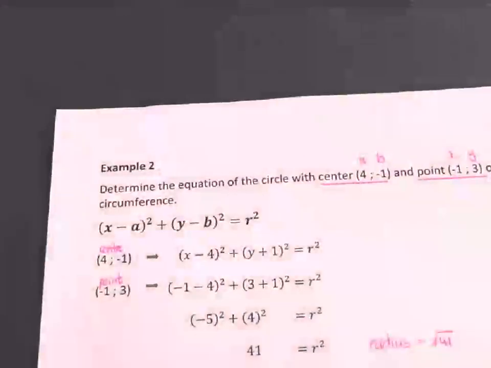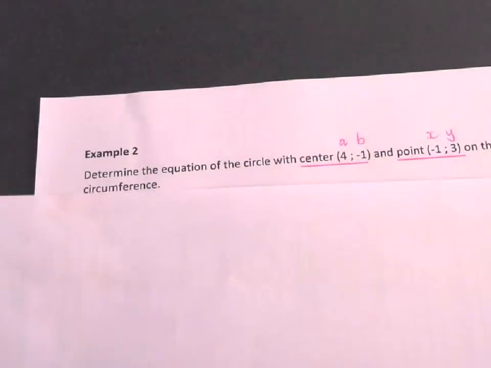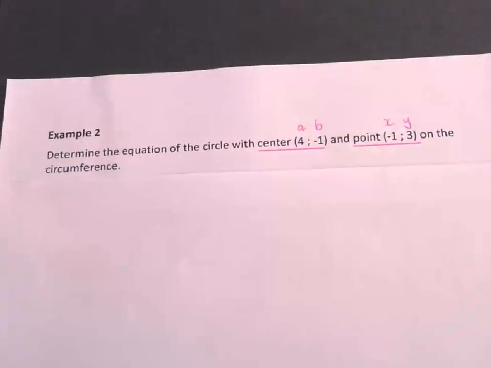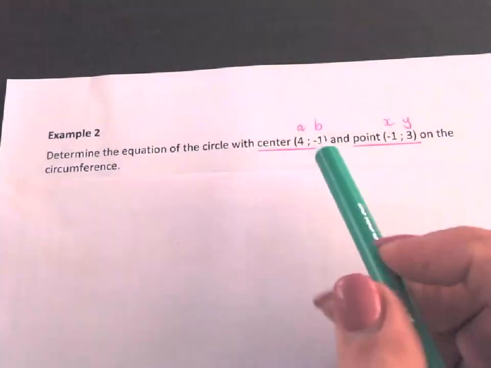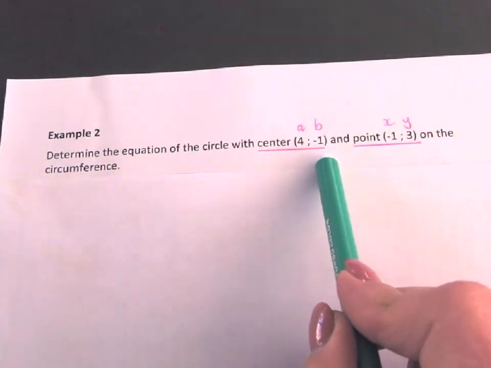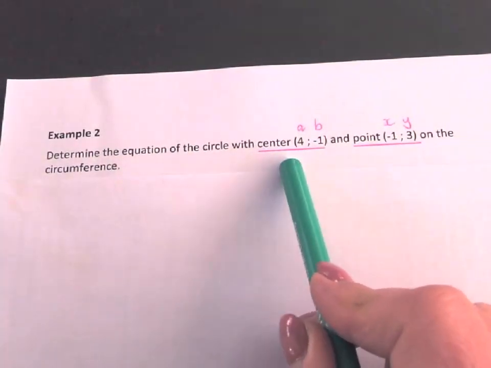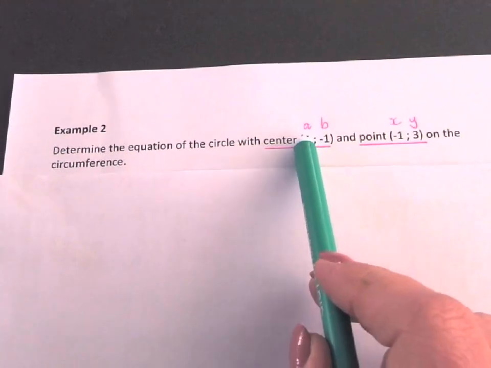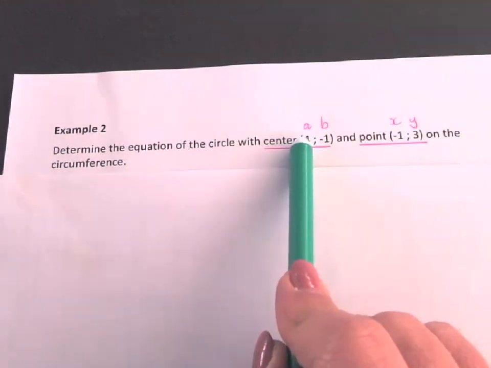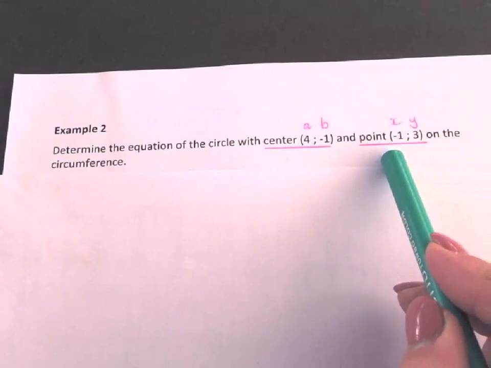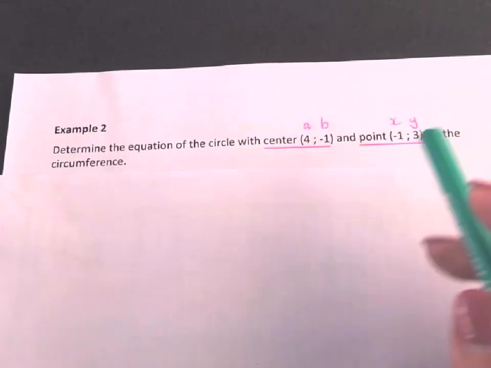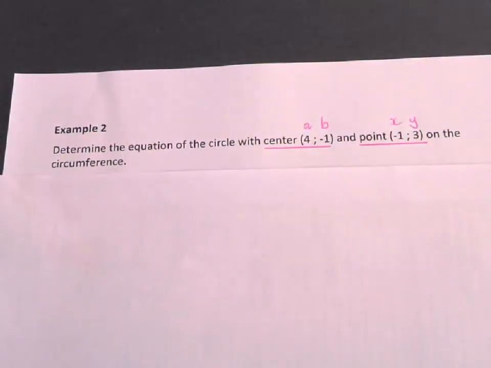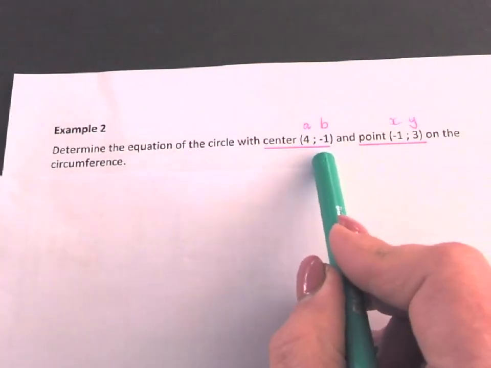Example 2. Determine the equation of a circle with center 4, minus 1. So if I tell you it's a center, you immediately know it's A and B. And a point on the circumference. If you have a point, it's always x and y. If you have a center, it's A and B.